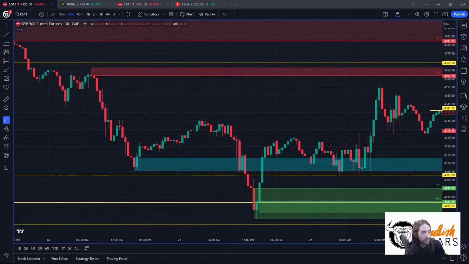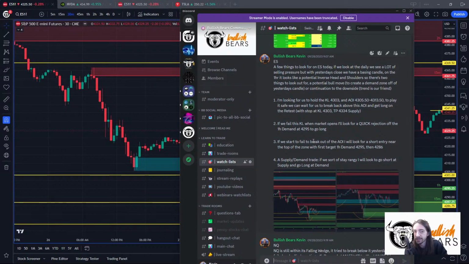I'm looking for us to hold key level, play it safe, break above AOI, retest. What is this? This is the 4312. So I'm going to pull up our trade plans and let's see if I had this in the trade plans.